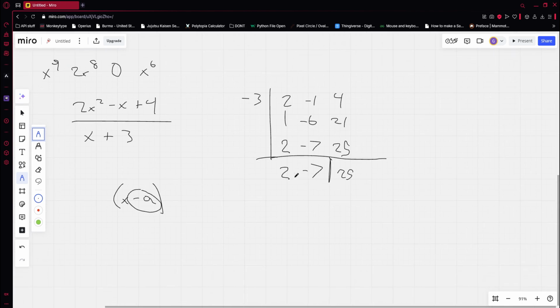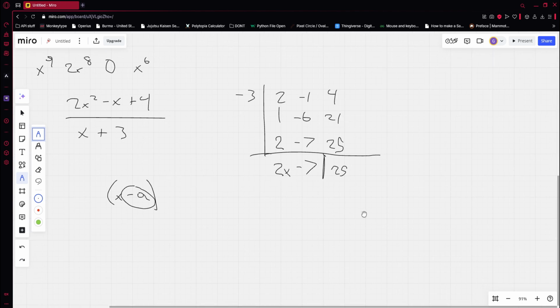Well, that's our answer. And if you're wondering how I knew which one to put the x on, you just work backwards. So this one is x to the 0, this one is x to the 1, and then you would just work backwards depending on how many it is. And then you're done. 2x minus 7 plus 25 over x plus 3. Boom!